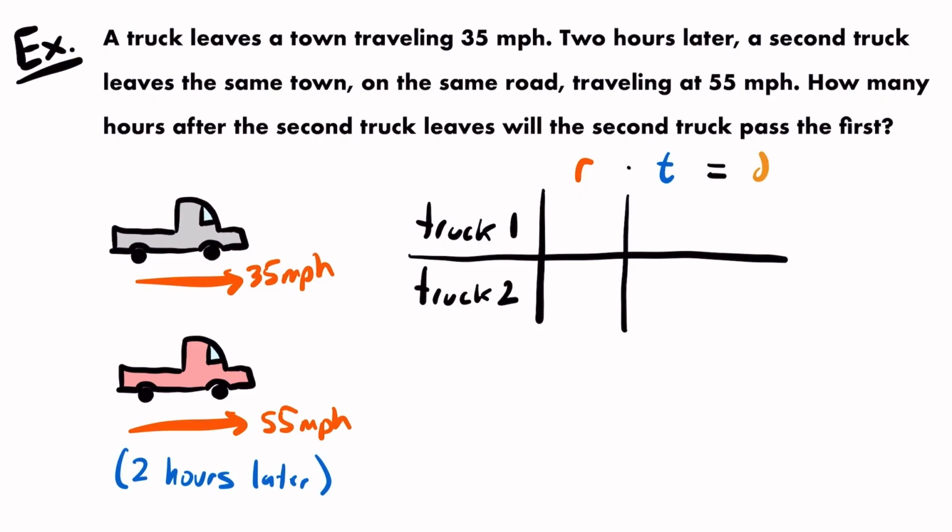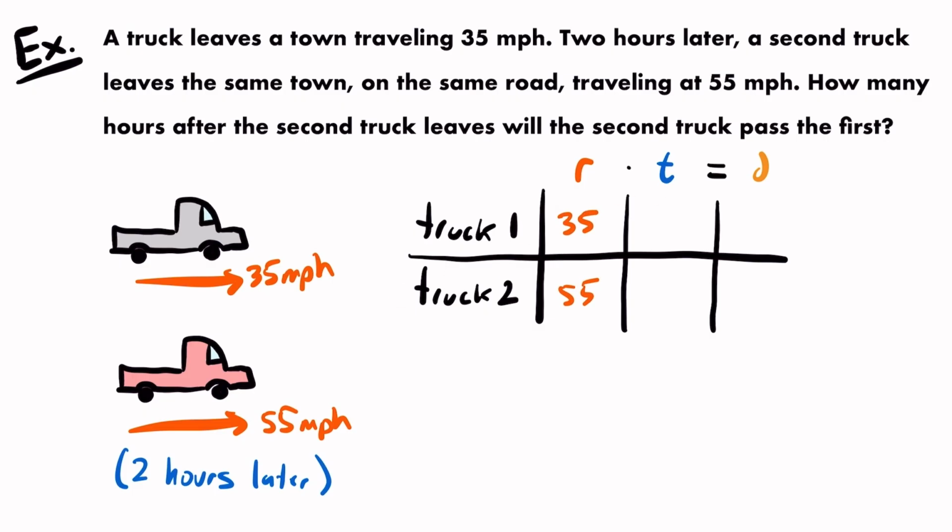Okay, and so let's figure out what each of those values are. And the easiest values to fill in here will be the rates r, because we do know them, right? The speed of truck 1 is 35 miles per hour, and the speed of truck 2 is 55 miles per hour. So we have 35 and 55. Okay, but then what about the time?